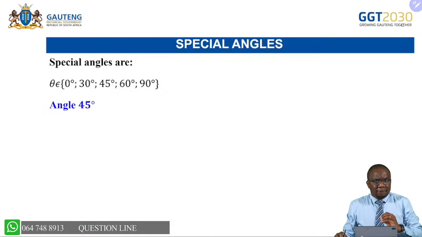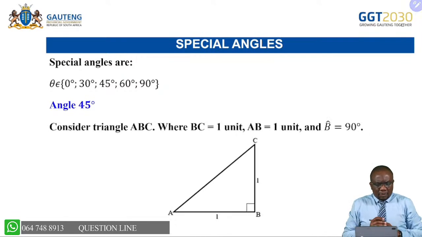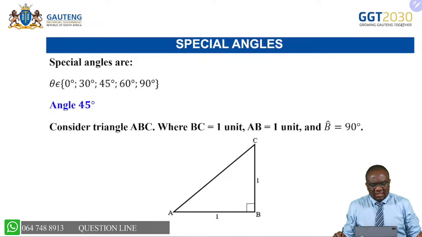Right, angle 45 degrees. We're dealing with angle 45 degrees. How do we derive the ratio for this angle? You've written that angle 45 degrees. Okay, right. Now, consider triangle ABC, where BC is equal to 1 unit, AB is equal to 1 unit, and angle B is 90 degrees.